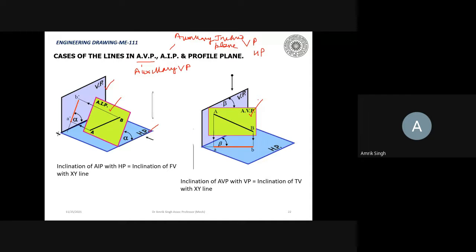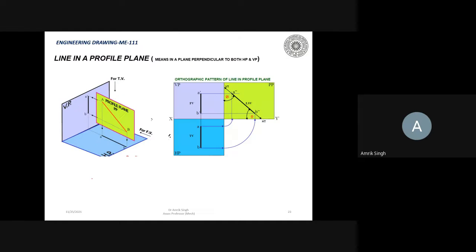The inclination of the auxiliary inclined plane with HP is equal to the inclination of the front view with the XY line. If you see, this is a profile plane. The vertical plane you know, the horizontal plane you know. If this plane is perpendicular to VP and perpendicular to HP, then it is known as the profile plane. Details of this are not there in your course, so we are not taking it up here. You will study this in the degree course.